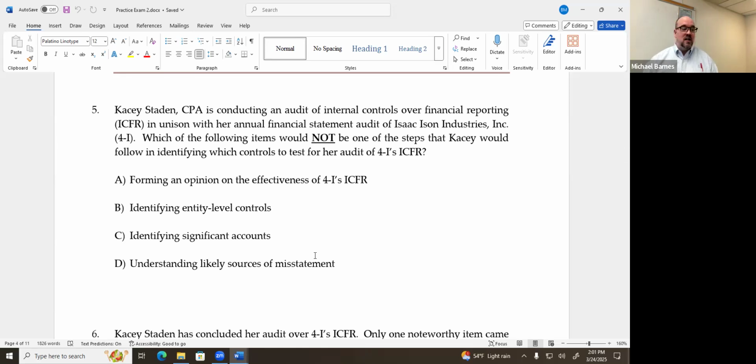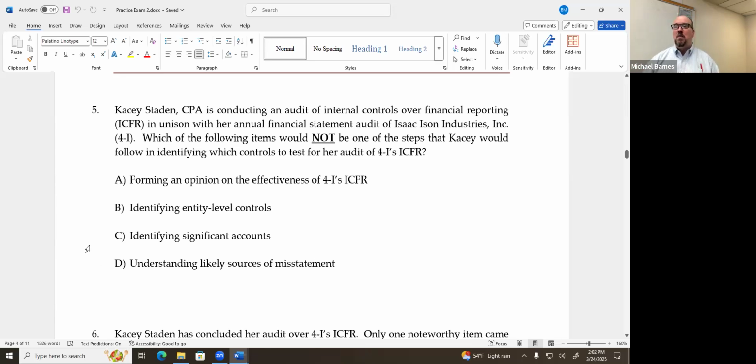Three of these are actually listed as things that you do as part of the plan. In fact, do you remember that segment in chapter 7? I said people tend to not spend enough time focusing on this. Those three items are listed in the study guide. Which of the three items are listed? Identifying entity-level controls, identifying significant accounts, and understanding likely sources of misstatement.